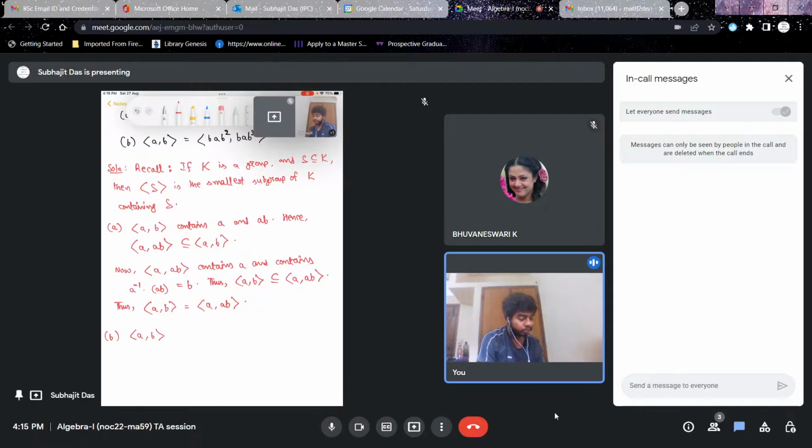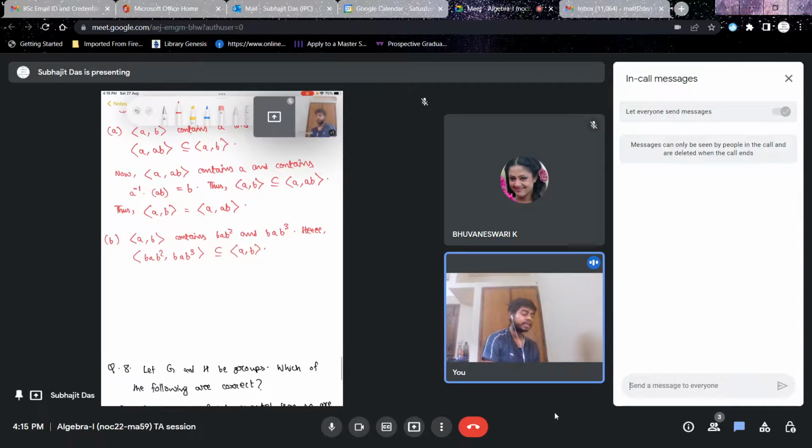So again, the subgroup generated by A and B contains all products of all powers of A and B, right? So in particular, it contains BAB square and BAB cube, right? And what is the smallest subgroup containing these two elements? That is the subgroup generated by BAB square and BAB cube. So this is clearly contained in the subgroup generated by A and B. So we just need to show the reverse inclusion, and that is again very trivial.